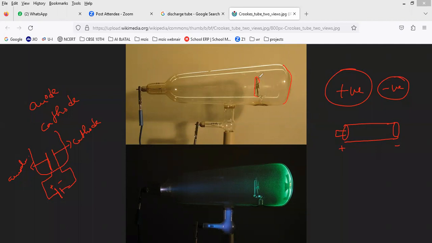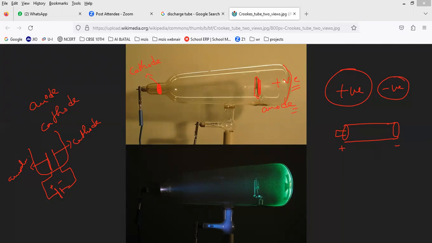Here is what we call the anode. All of you please remember that. And here is one more plate. Have you noticed that one circular plate here? This is what we call the cathode. All of you remember that. What is this called? Cathode. And what is this called? Anode. Okay, guys.